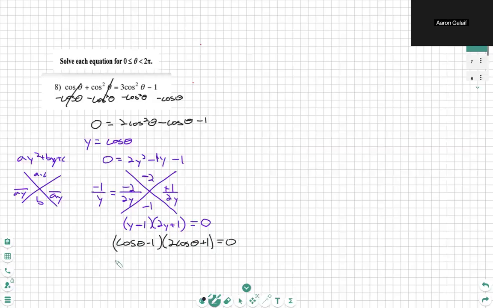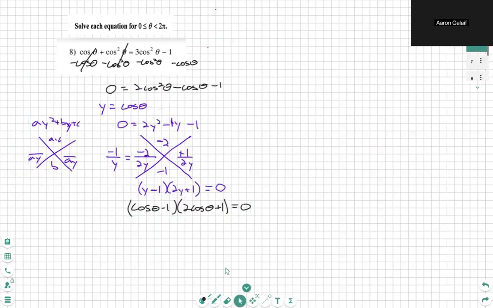We do what we normally do at this point of solving and factoring: we're going to separate both of these factors and set them equal to 0. Cosine of theta minus 1 equals 0, and 2 cosine of theta plus 1 equals 0. Let's solve the left side first. We add 1 to both sides, and the cosine of theta is equal to 1.